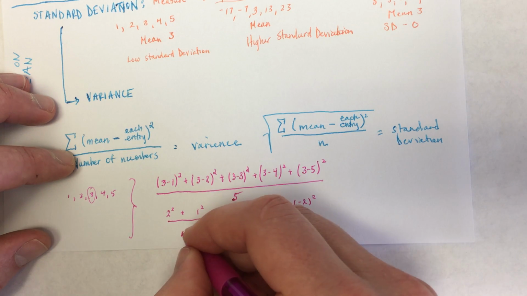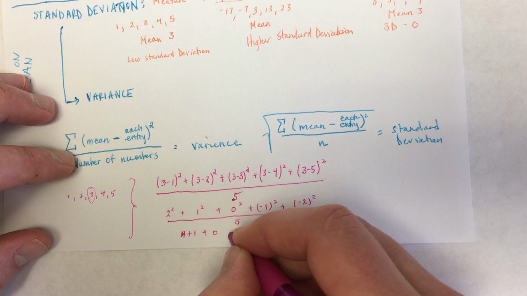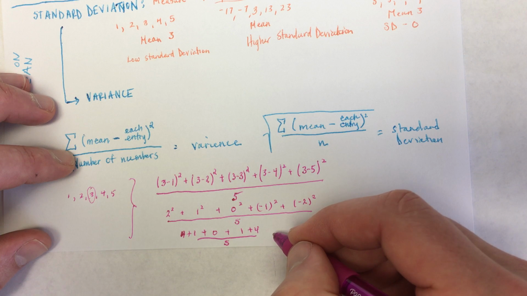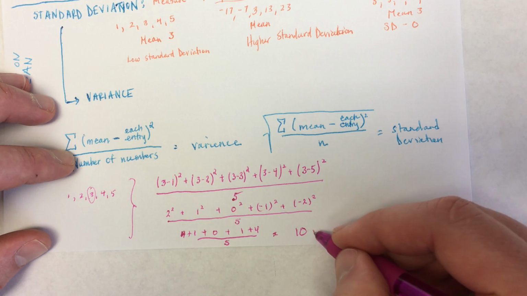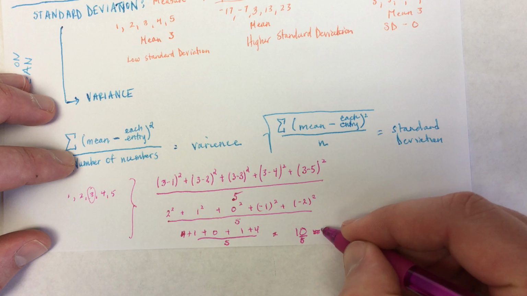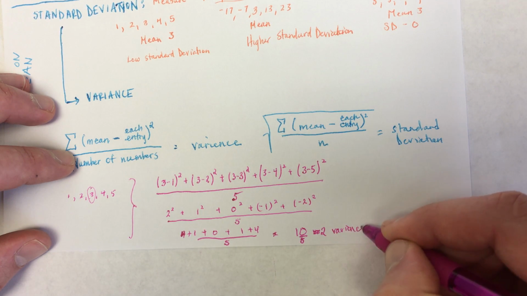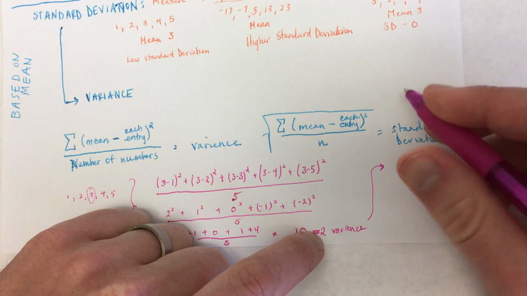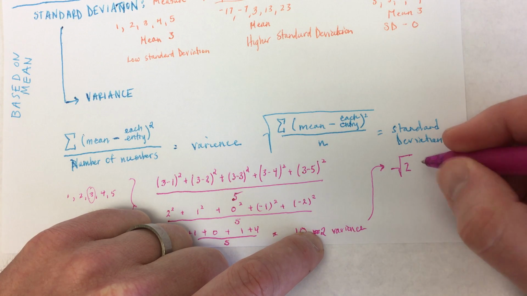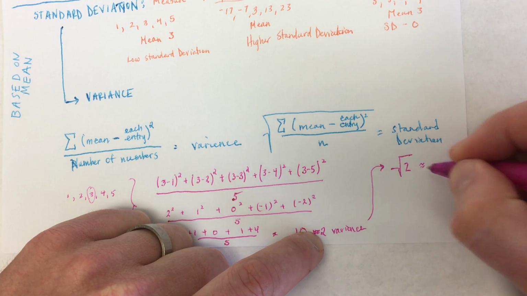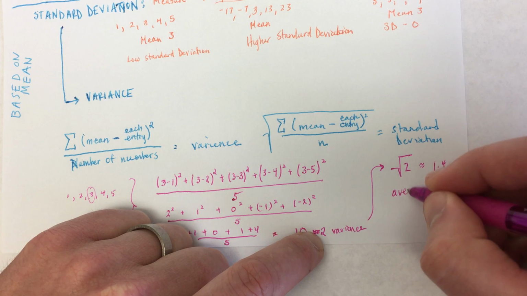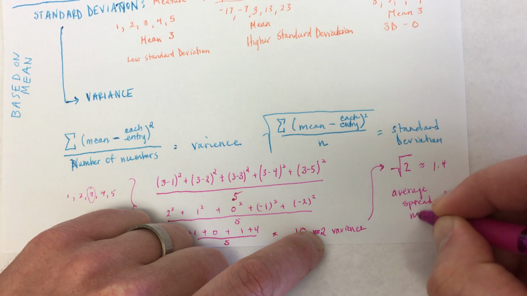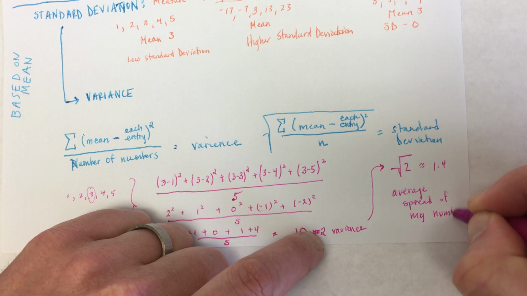That's 4 plus 1 plus 0 plus 1 plus 4, all divided by 5. 10 divided by 5, sorry, equals 2. So 2 is my variance. And then, if I want the standard deviation, I take the square root of 2, which is approximately 1.4. So this is the average spread of my numbers.